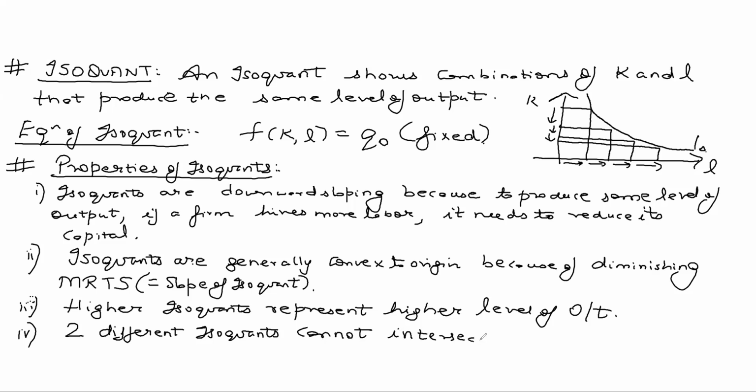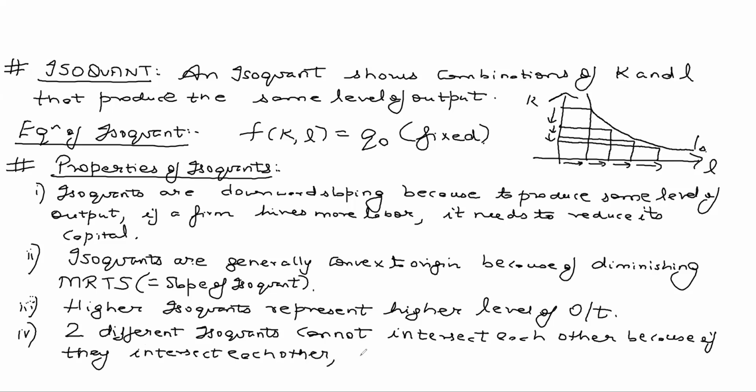Two different isoquants cannot intersect each other because if they intersect each other, they violate the law of transitivity. So two different isoquants cannot intersect each other, because if they do, they violate the law of transitivity. So I hope all students are clear with the properties.